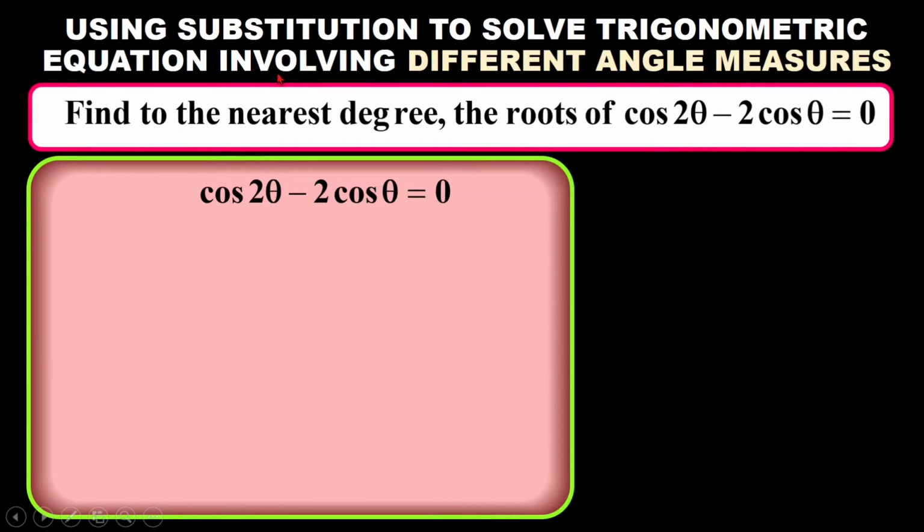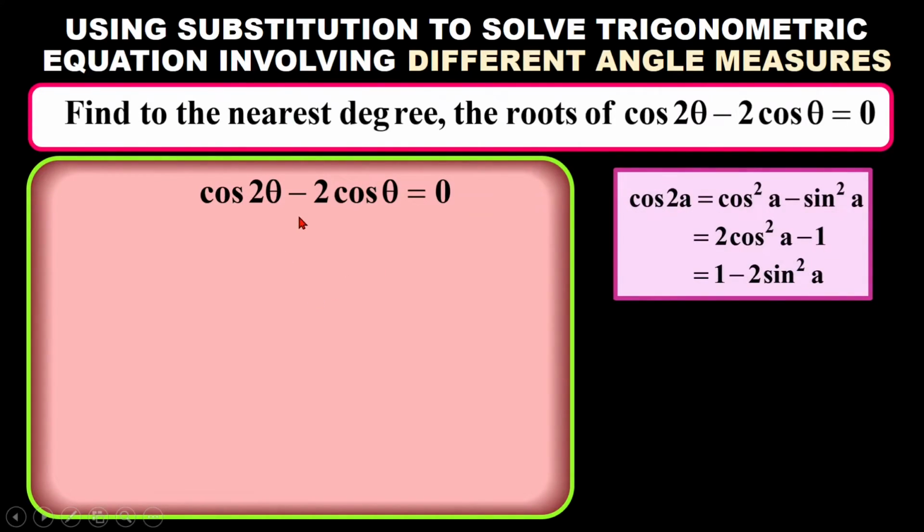Now, in this question, although I write that different angle measure, I'm talking about these angles over here. But actually in the previous example, you can rewind and see we have tangent 2x and tangent x, so we actually have different angles also. But I'm going to repeat this again here, and I'm going to substitute the formula for cos 2 theta. Okay, so to the nearest degree, I'm going to use cos 2 theta.